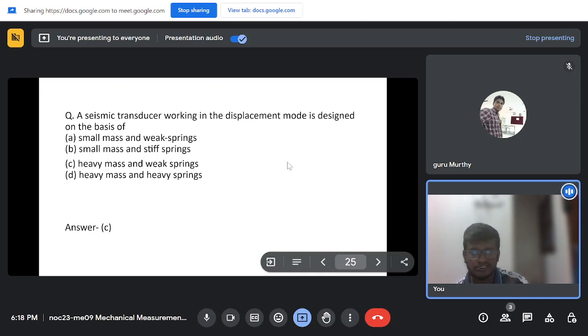If you remember, a seismic transducer has a mass which is connected to a spring. When this mass oscillates, that phenomenon is used to measure the displacement. So in this case, for a seismic transducer, you use a heavy mass and a weak spring.